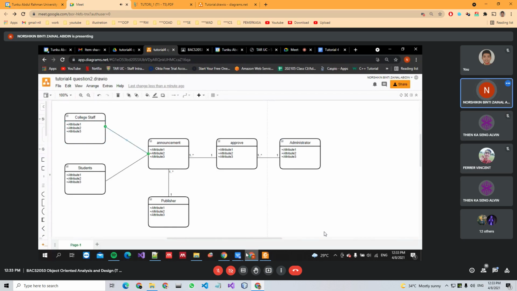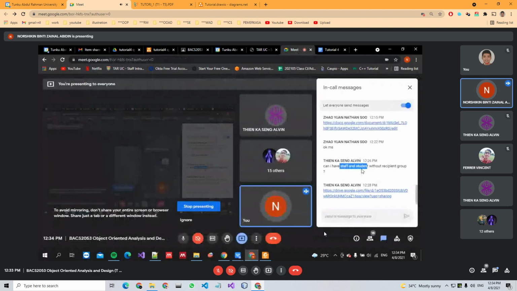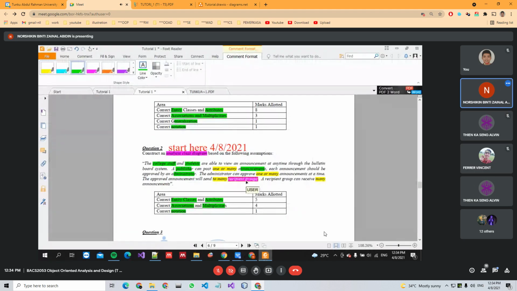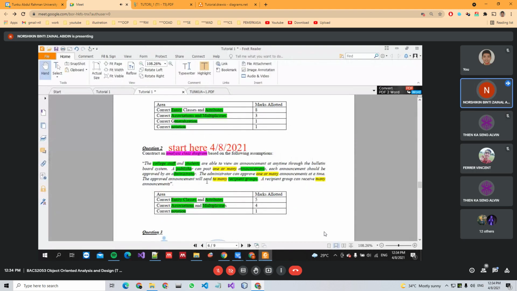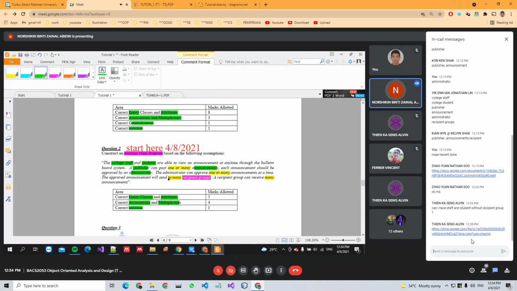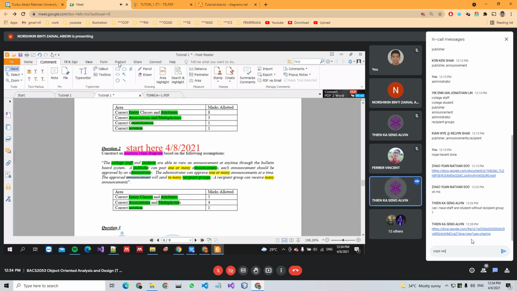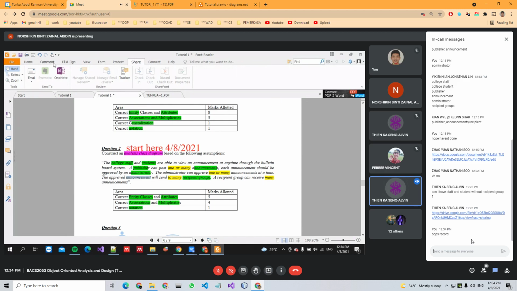Third, you said you don't have one class just now, right? That class is recipient group. This is your question: what if you don't have recipient group? To answer your question, obviously you can do this, but your marks will be deducted, because recipient group is a class and it has a relationship with announcement. So staff and student inherit from the recipient group.